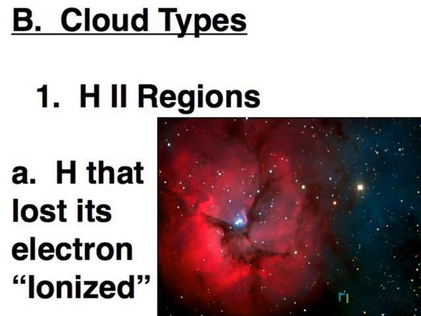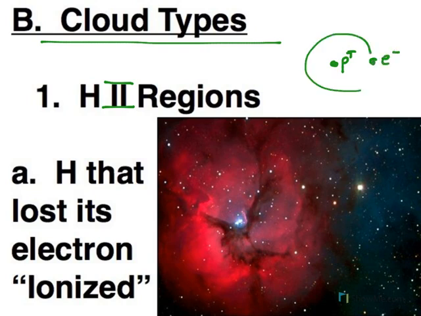So the cloud types, the first type is called an H II region. That's a Roman numeral 2. And H II means that the hydrogen has lost its electron. So recall that a hydrogen atom has a proton in the nucleus and an electron orbiting around it. So ionized hydrogen, H II, just means you've got free protons and free electrons doing their own thing, but they're not bound together. It's been ionized.